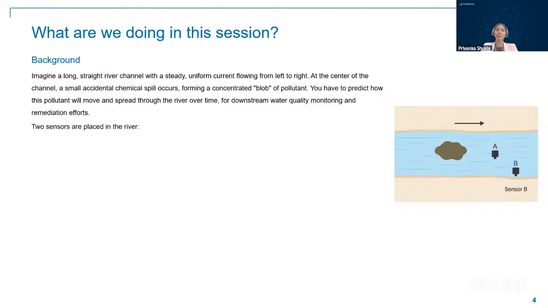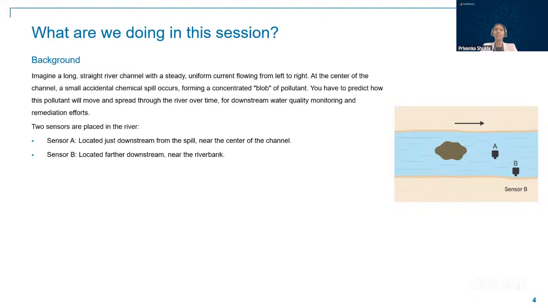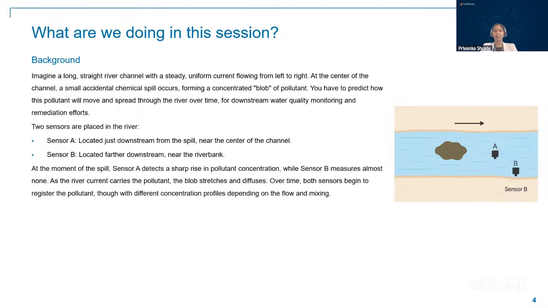For this purpose, we have placed two sensors in the river. Sensor A is located just downstream from the spill, near the center of the channel, and sensor B is located farther downstream near the river bank. At the moment of the spill, sensor A will detect a sharp rise in the pollutant concentration. However, sensor B measures almost none.